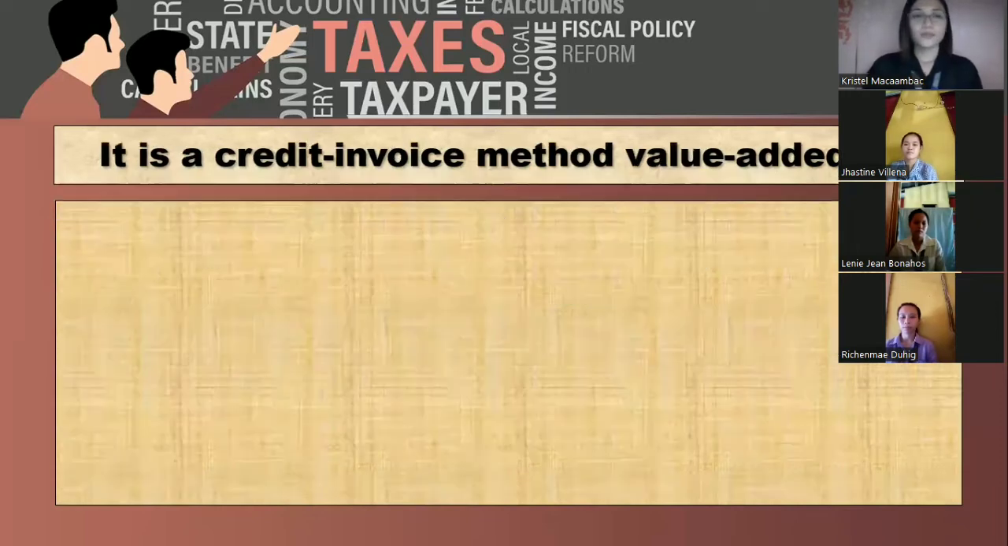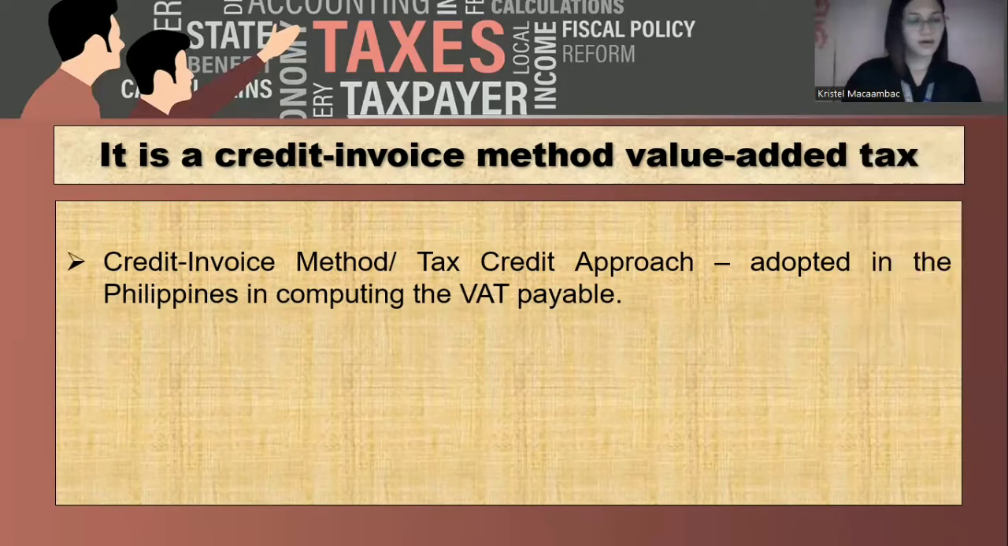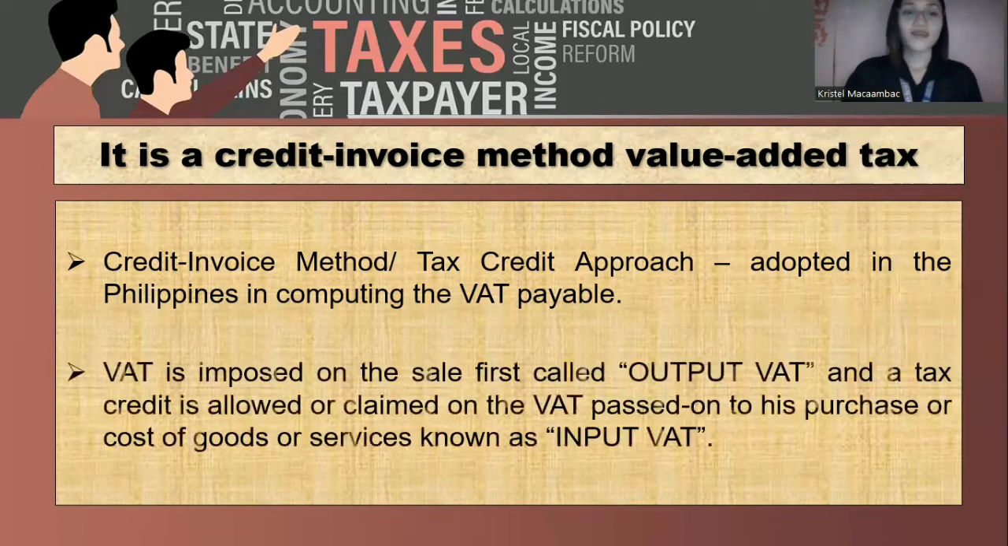So now, when we talk about the credit invoice method of value added tax, this is adopted in the Philippines in computing the VAT payable. So VAT is imposed on the sale first, called output VAT, and a tax credit is allowed or claimed on the VAT passed on to his purchase or cost of goods or services, known as input VAT. So this is what I was saying a while ago, that this is credited to our VAT liability.